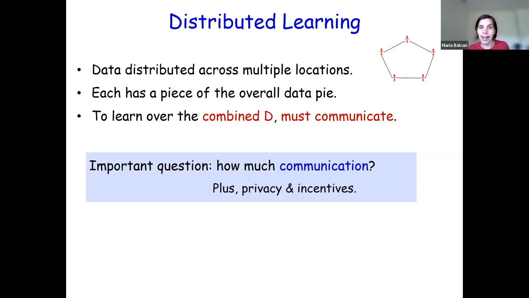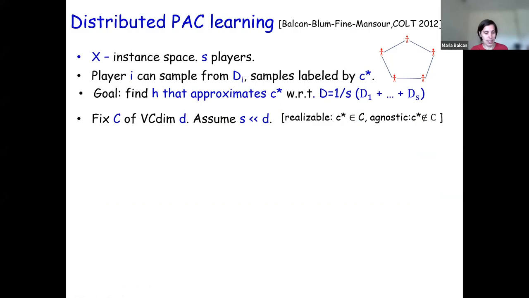Okay, so this is at a high level. Now, how do we formalize this? Because as we've seen, I am very interested in coming up with provable guarantees for machine learning algorithms. And so how do we formalize this? By the way, here I'm following the presentation in a COLT 2012 paper that we have on the topic. COLT is a major conference on learning theory.